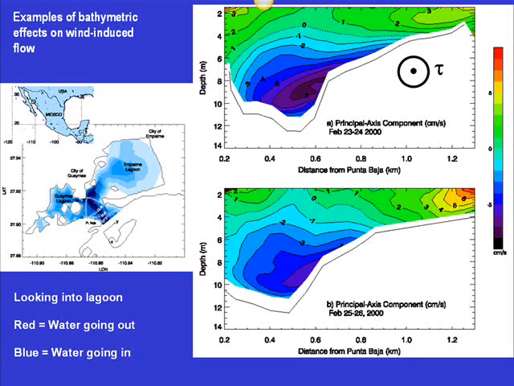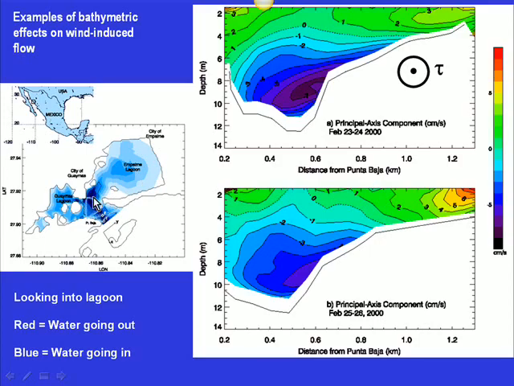So here's one example of bathymetric effects on wind-induced flow. And this is a coastal lagoon in the mainland side of Mexico in the Gulf of California. This is called the Guaymas Lagoon. I think I've shown you this example before. So the depth of the lagoon is rather shallow.